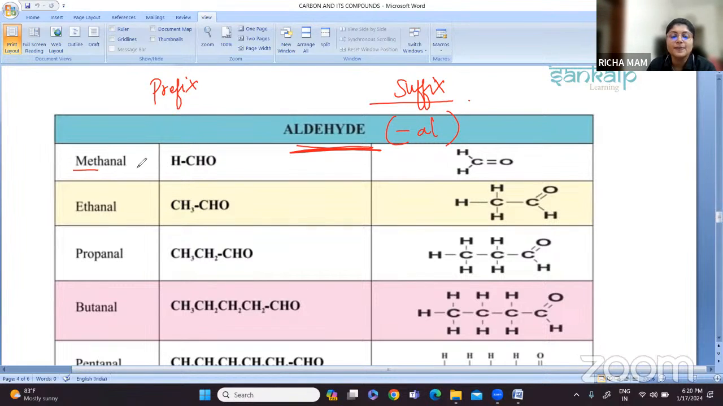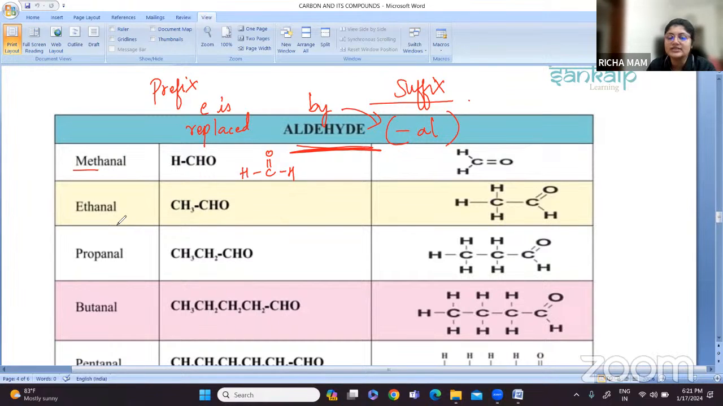Now here, whenever you have methane, the E is replaced by al. What is happening here? HCHO, H, C double bond O, H, is nothing but methanal. So this is the molecular formula, and this is the structural formula.